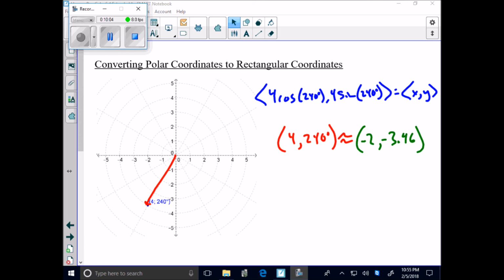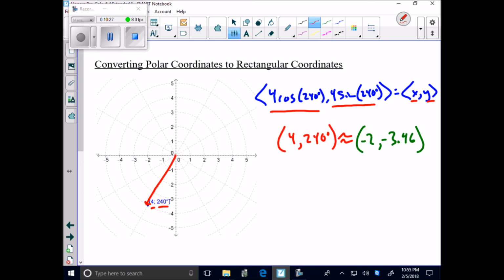All right, guys, so with our first example, we extend that vector from the origin, and that vector has a magnitude of 4 and is headed in the direction 240 degrees. So when we put this in component form, we have the horizontal component as 4 cosine 240 degrees and the vertical component as 4 sine of 240 degrees. When we evaluate that, we get approximately -2, -3.46. So we can say that the polar coordinates' corresponding rectangular coordinate would be -2, -3.46. So that's our first one.